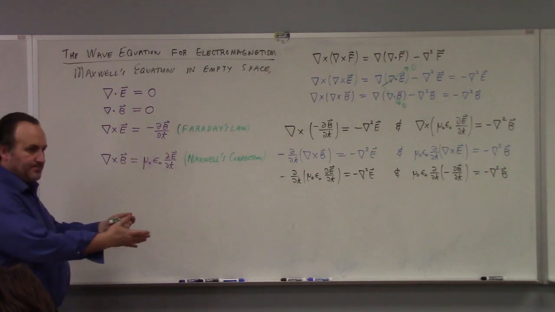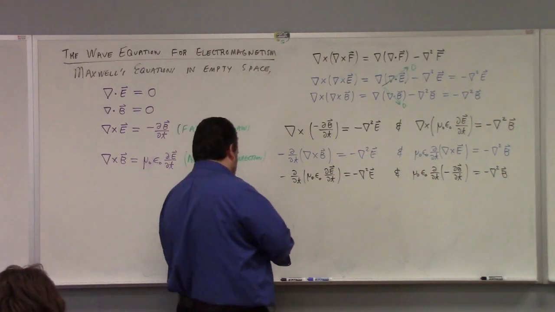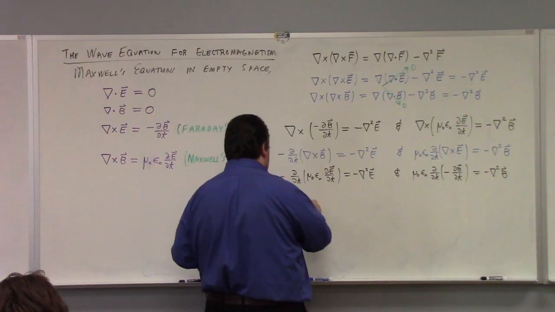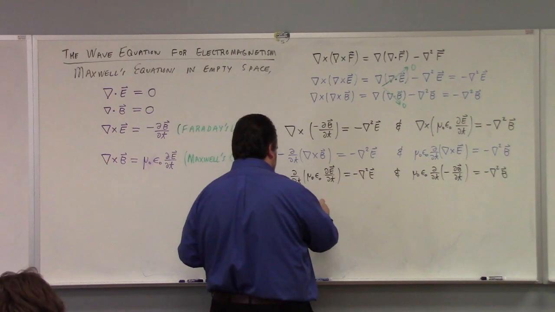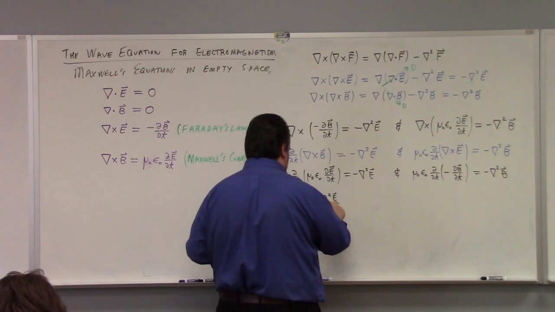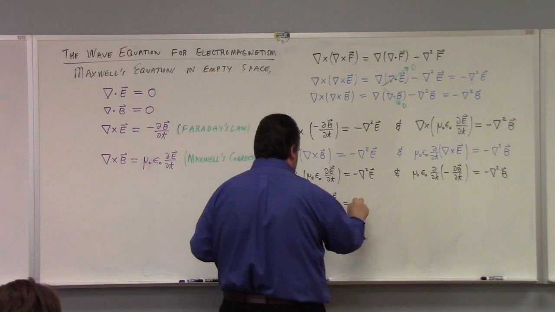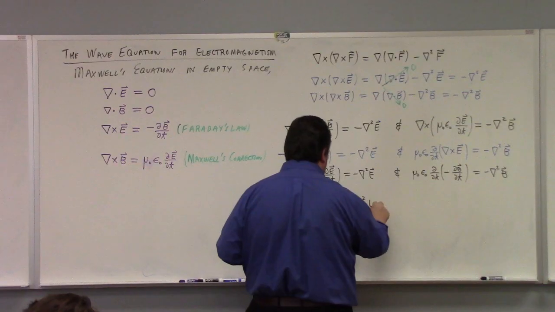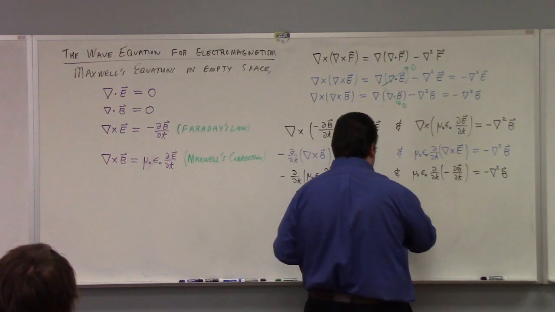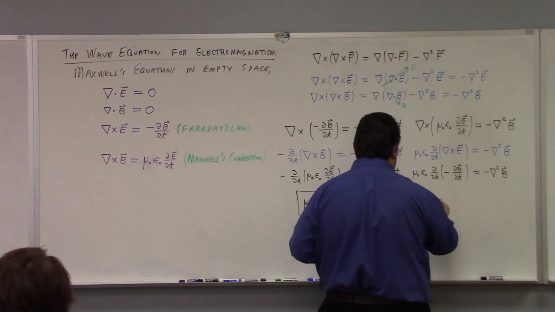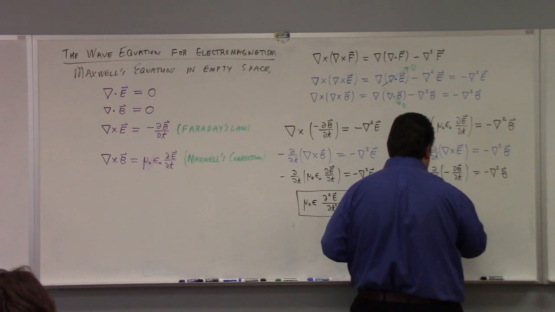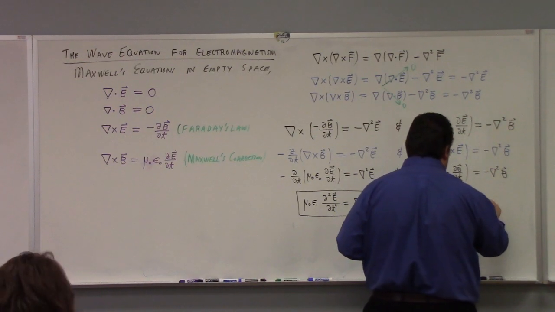So what does this give us? Cancel the minus, tidy things up here, and we have mu naught epsilon naught partial squared E partial t squared equals nabla squared E, and mu naught epsilon naught second partial derivative of the magnetic field with respect to time is equal to nabla squared B.